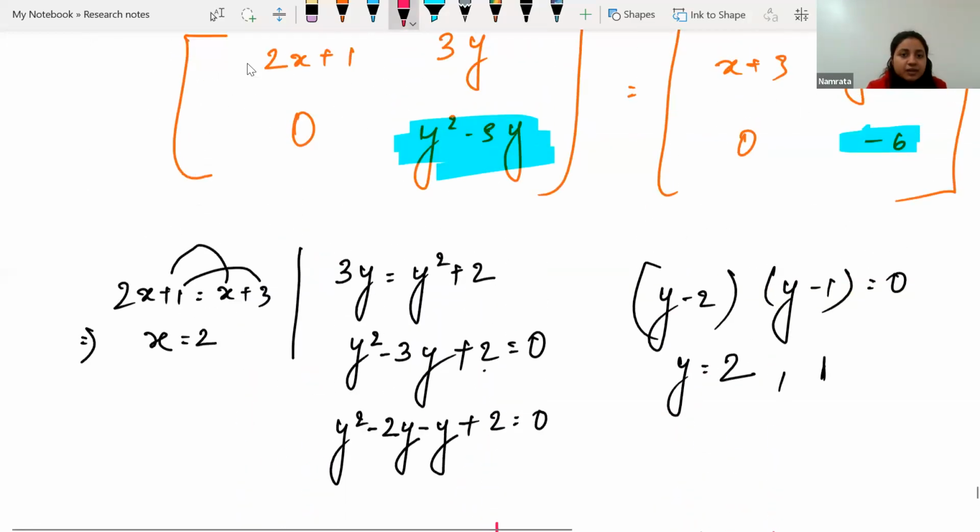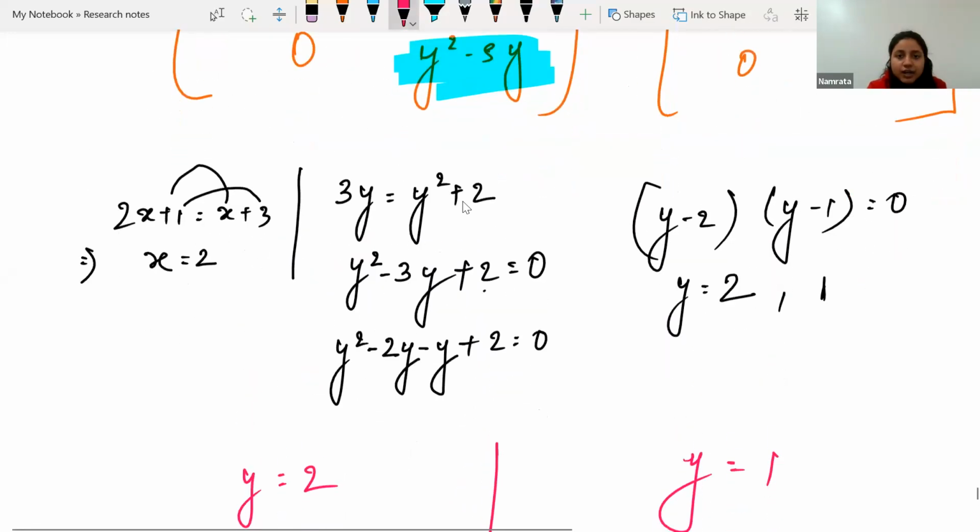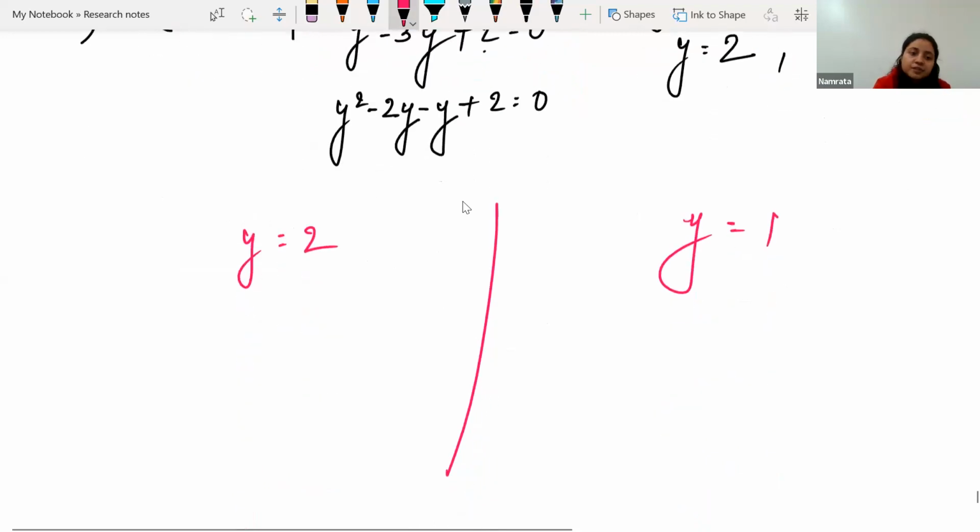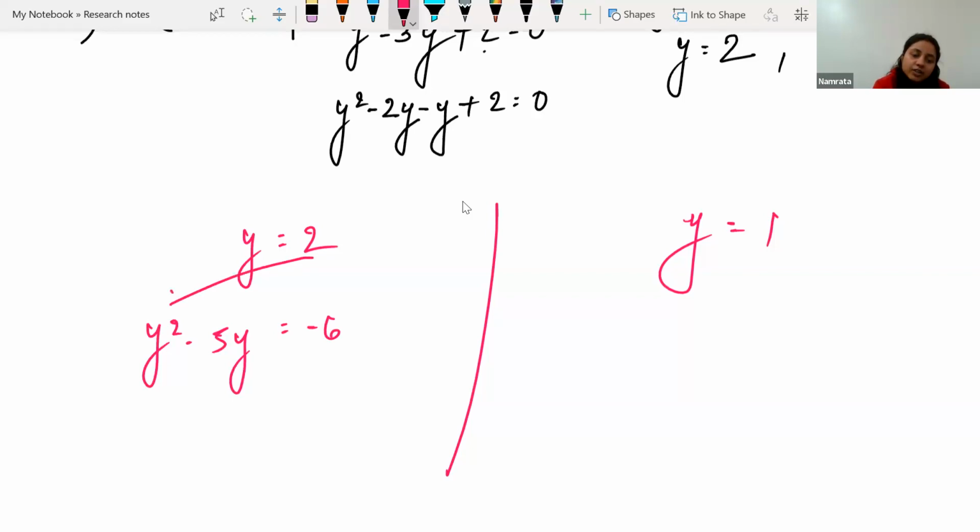Now from the matrix only we are getting y square minus 5y is equals to minus 6. So this y value when you will substitute over here, are we going to get minus 6 or not? That we have to check. So if we will substitute 2 over here, 2 square minus 5 into 2, so it will be 4 minus 10. Yes, we are getting minus 6.